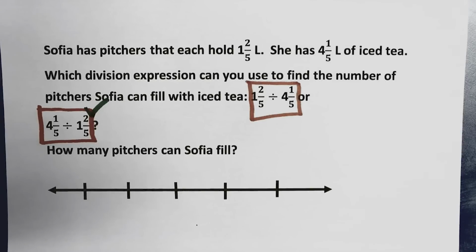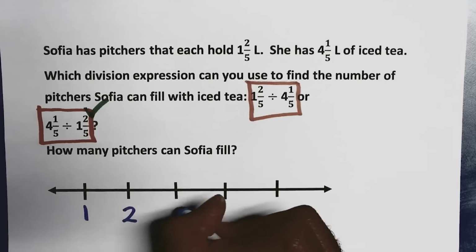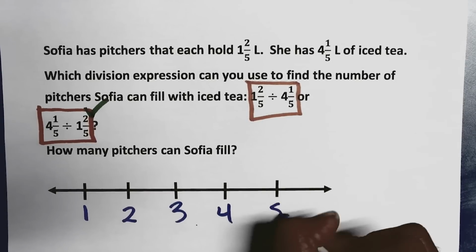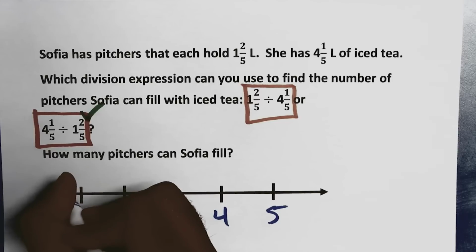So now we need to figure out how many pitchers Sophia can fill. So with the number line provided below, I'm going to start filling in information that I know. So I know this is going to represent 1, 2, 3, 4, and 5. So now I'm going to divide up here. What do I want each mark to be divided up by? 1/5.